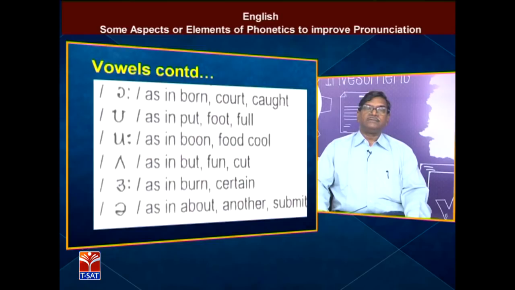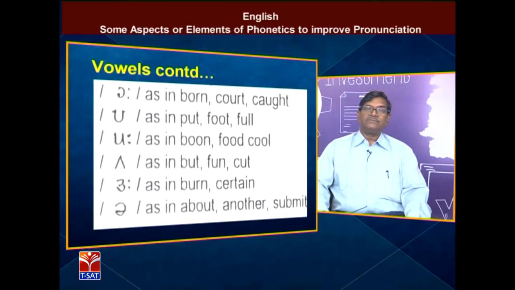Next one, the symbol for the sound Oo, as in boon, food, cool. See, F-O-O-T, foot, F-O-O-D, food.